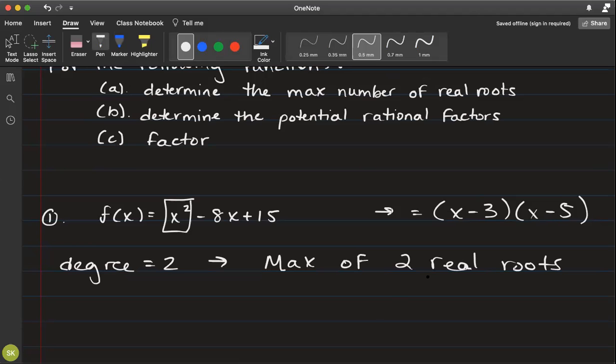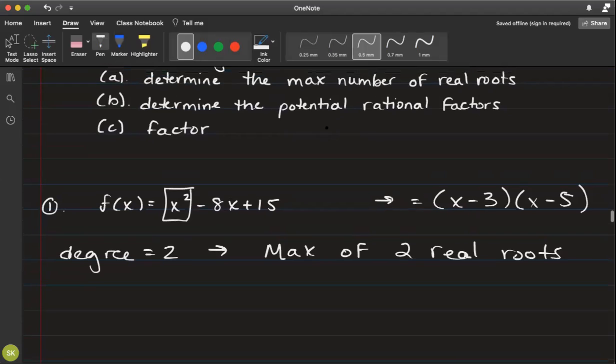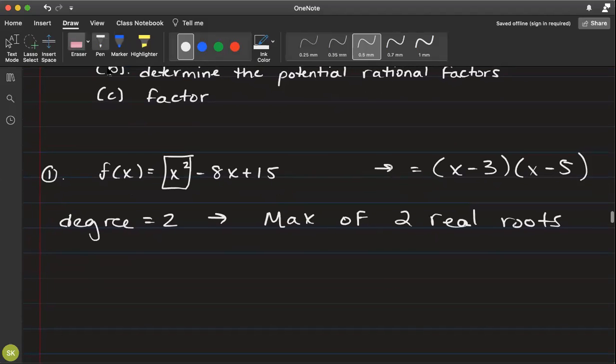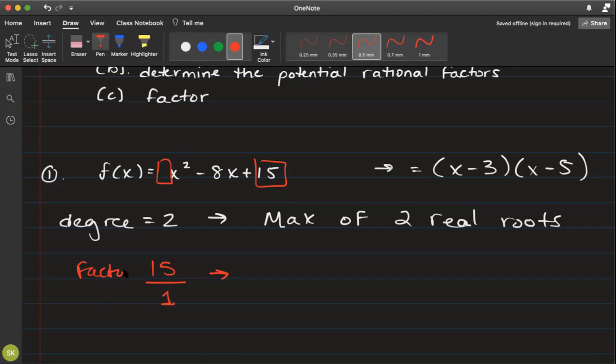We know that. Now, if we didn't have 2 real roots, complex roots always come in pairs. We'll talk more about that later. But we would either have 0 real roots or 2 real roots. Okay, determine the potential rational factors. What we're going to do for that is we're going to take this number here, 15. I'm going to put it right here. And I'm going to put a division sign. And I'm going to take the coefficient here, which is 1. I'm going to take factors of both of these numbers.